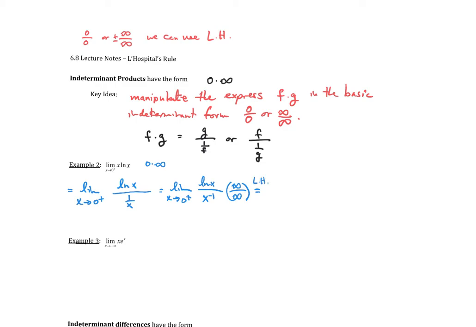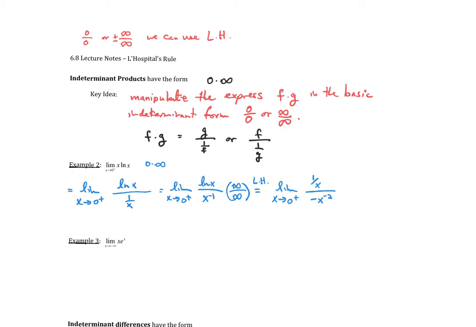So we put an equal sign, put the little LH there, and then we take the derivative of the numerator and divide by the derivative of the denominator. The derivative of natural log of x is just 1 over x, and the derivative of x to the negative 1 is negative x to the negative 2.